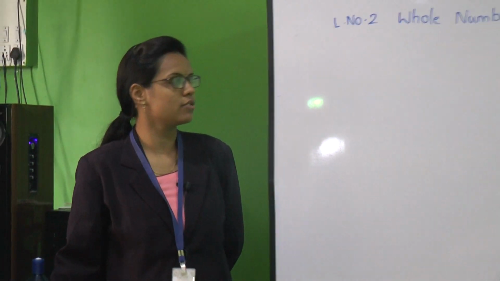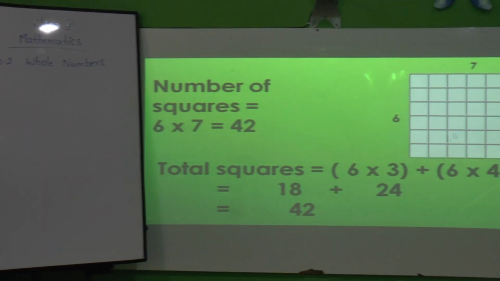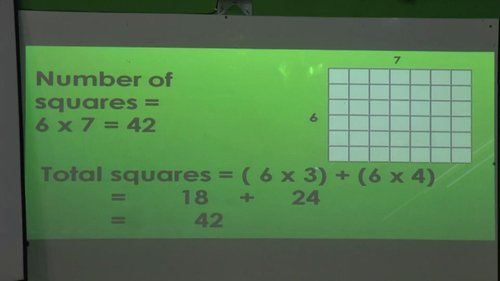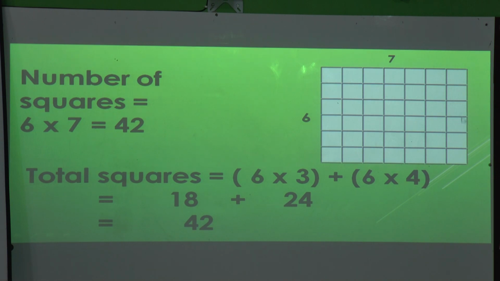See here, as we have solved this example on the board in the previous class, we will just revise. There are 6 rows and 7 columns here. So this has been divided in two different ways. First we do it in total, 6 into 7 is 42. Now we are going to divide into two different ways. First we will take 6 rows 3 columns and then 6 rows 4 columns. Again 6 3s become 18 and 6 4s is 24. 18 plus 24 is 42. So either we do it directly or we do it in this way, we get the same answer.